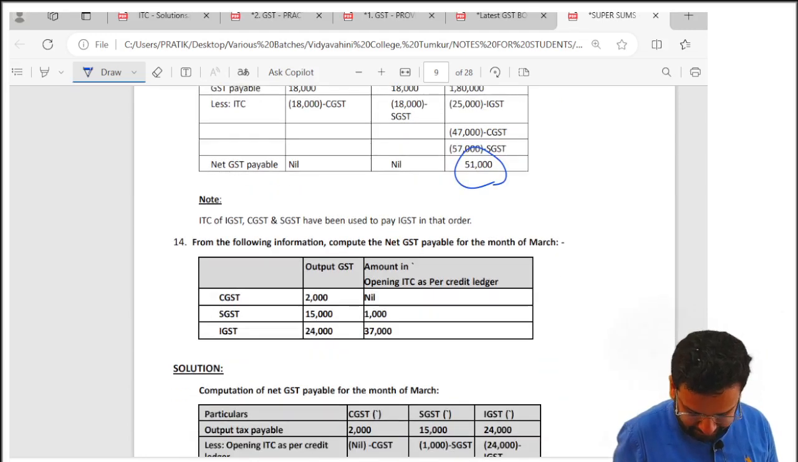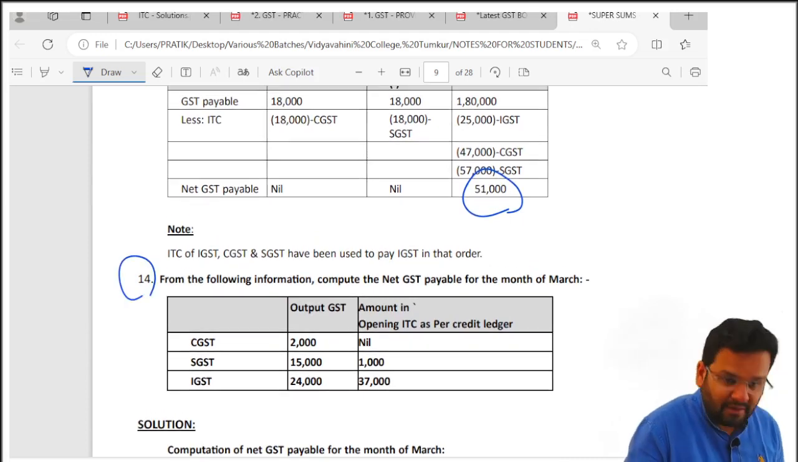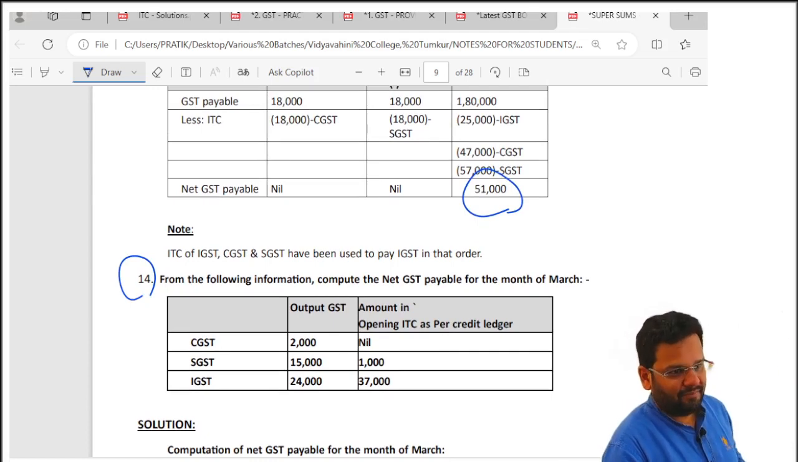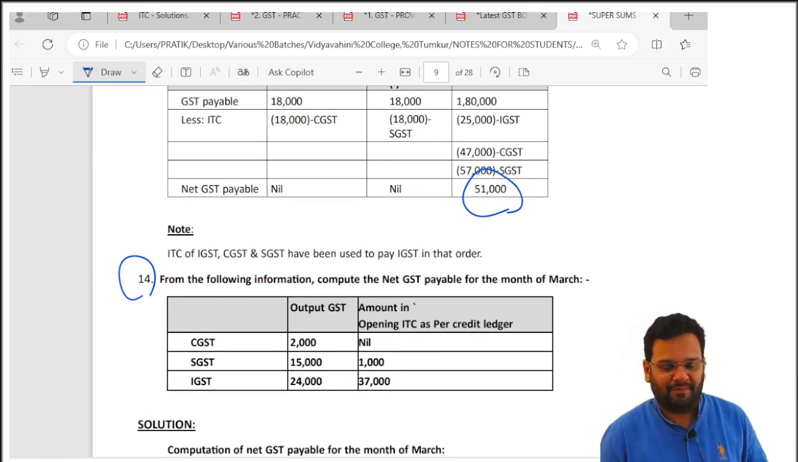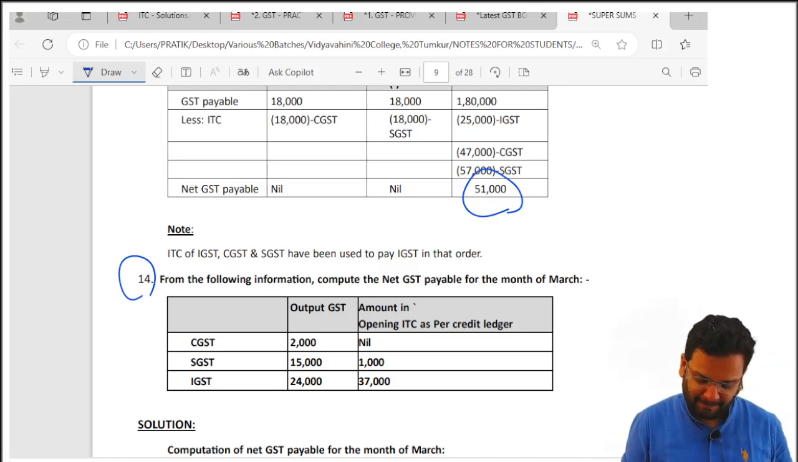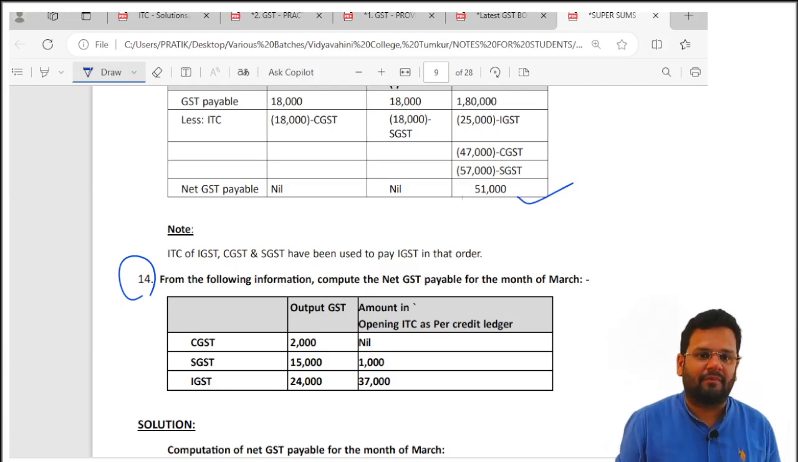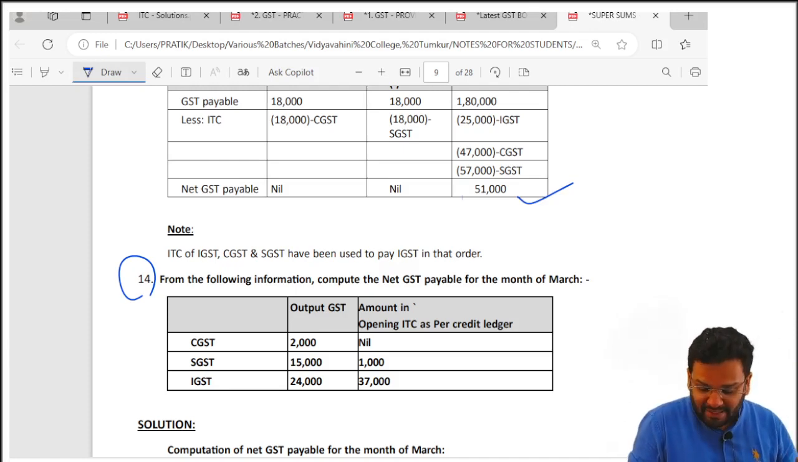Fine. Friends, simple and sweet question. 14th. But we'll tell you a lot of things. See the 14th question. From the following information, compute net GST payable for the month of March.